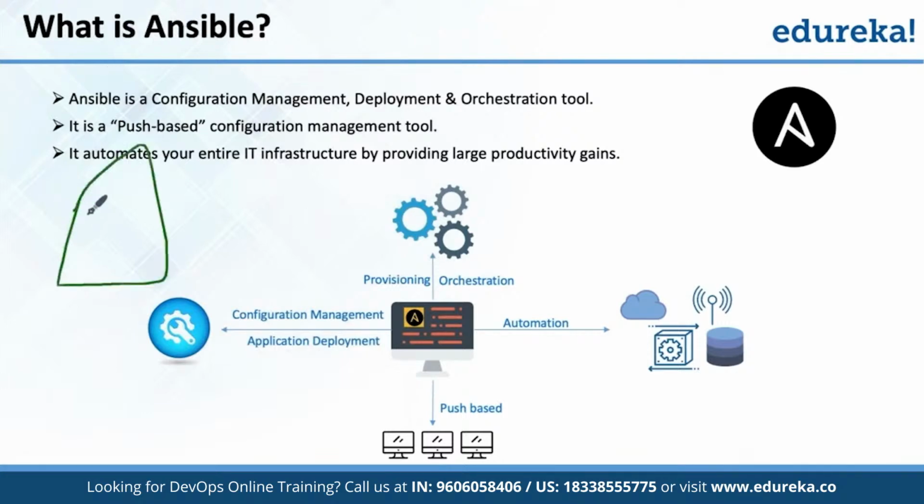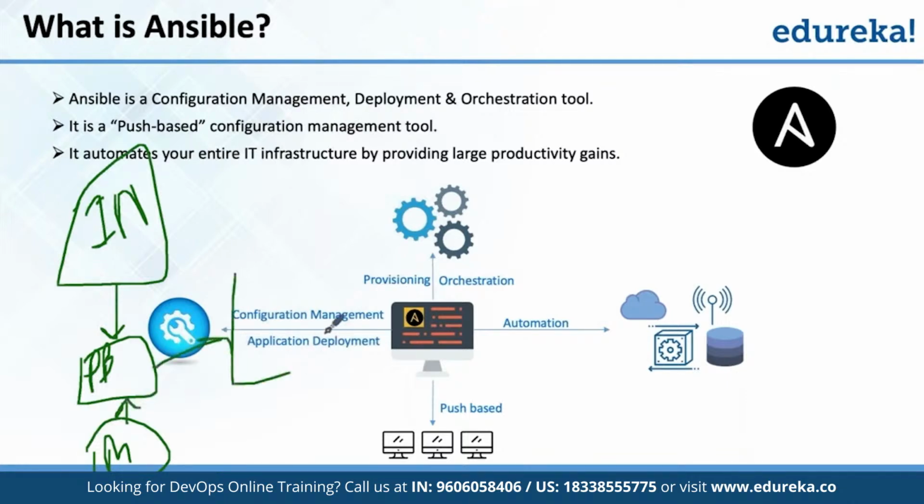The first component here is inventory, and then we have something called playbooks, and then we have something called modules. These things are connected to something called Ansible config.